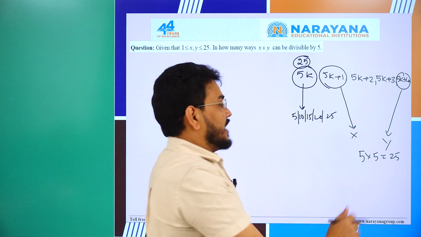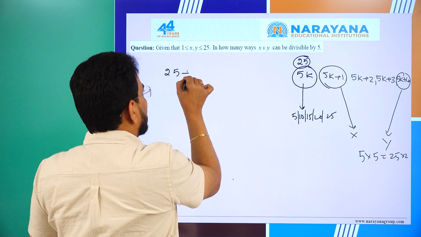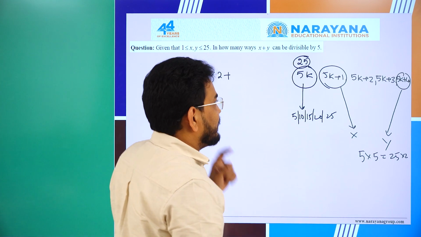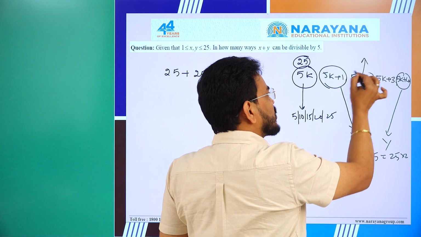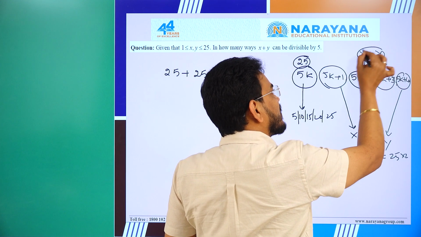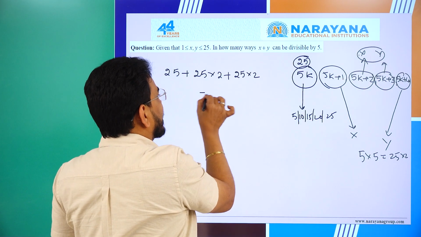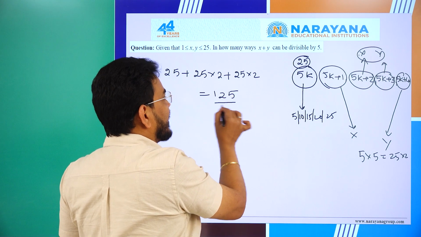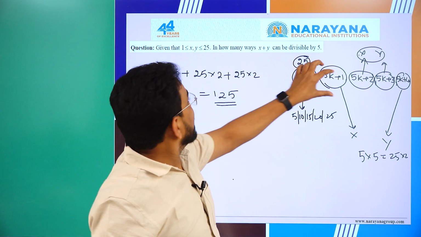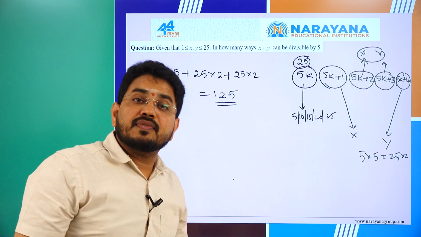They can interchange, so into 2, so you will get 25 into 2. Now if x is from the 5k plus 2 group, y should be from 5k plus 3, so here also 5 into 5, and interchanging gives 25 into 2. The total is 125 ways we can write it. So in the 5k form there are 5 numbers, in 5k plus 1 there are 5 numbers, 5k plus 2 has 5 numbers, 5k plus 3 has 5 numbers and 5k plus 4 also has 5 numbers.